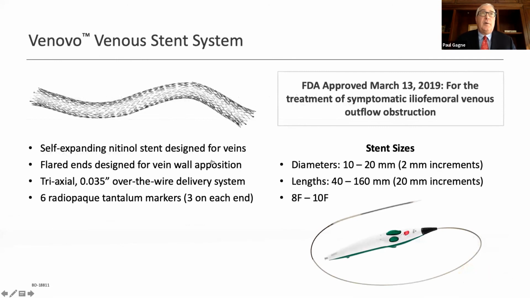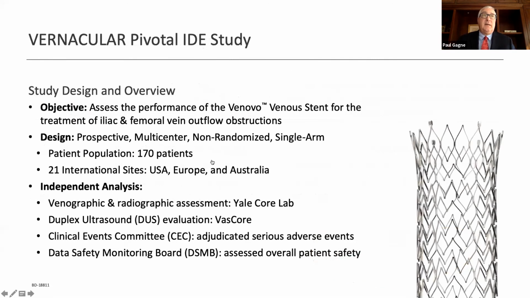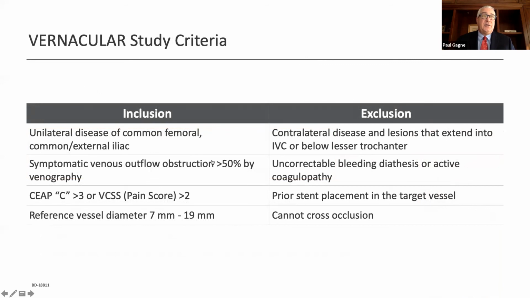So the Venovo stent system comes in 10 and 20 millimeter lengths. It was FDA approved in March of 2019. The study design was prospective, multicenter, non-randomized, as are all the stent trials in general. 170 patients were entered. The patients had to have a stenosis of greater than 50% on venogram, a CEAP score greater than 3, and a VCSS pain score greater than 2.